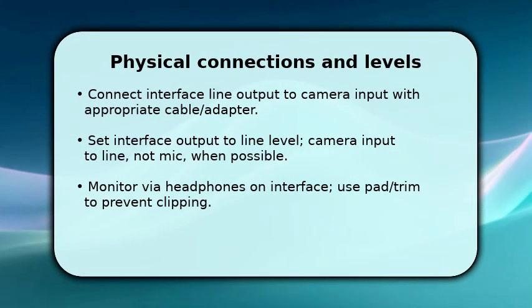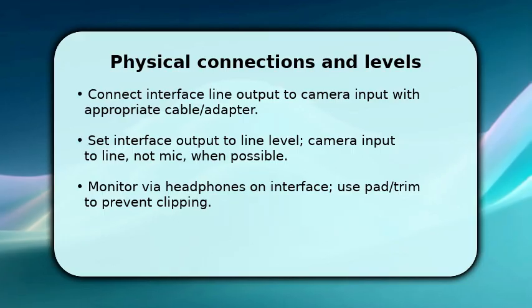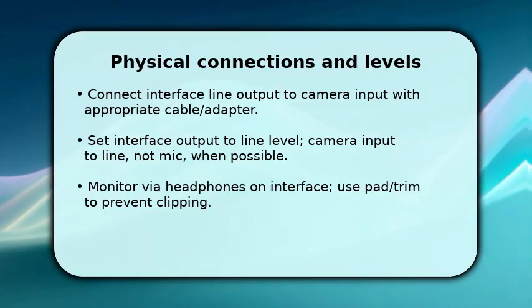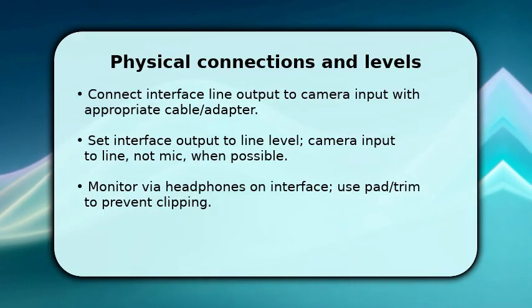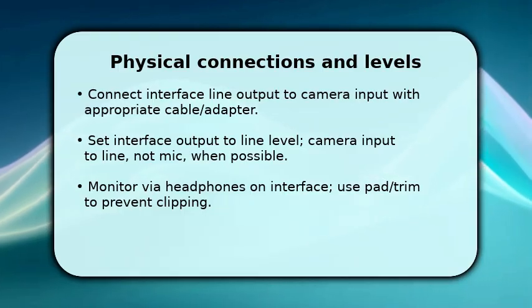Now connect the interface output to the camera input with a direct cable or adapter, XLR to XLR, TRS to TRS, or TRS to 3.5 mm with an isolated adapter.